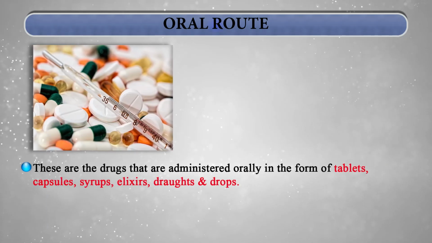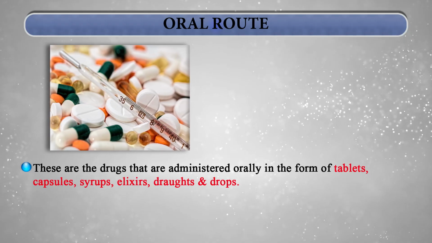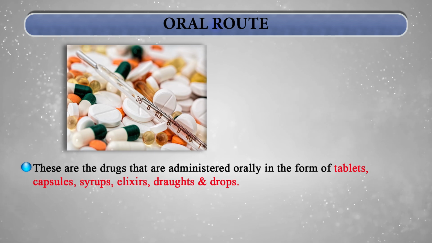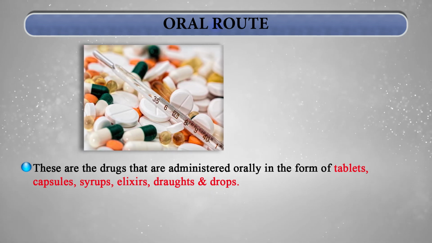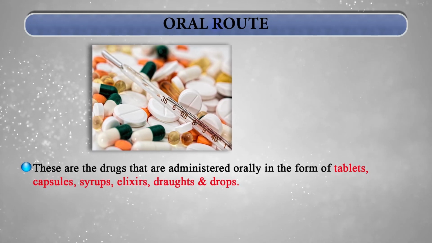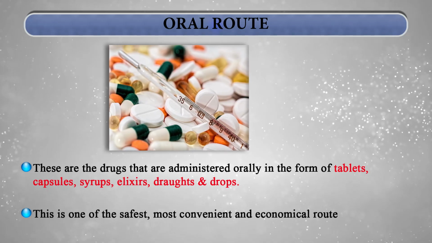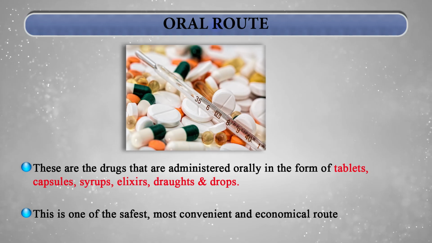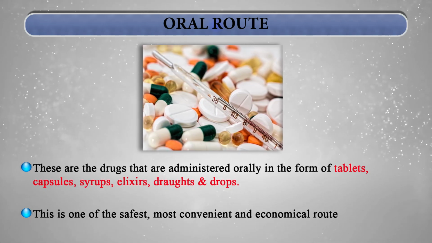First is oral. Oral is the easiest and the most common form of taking the drug, and usually we all take it. We have taken it earlier also in the form of tablets, capsules, syrups. And in childhood sometimes we find it difficult, but still we are made to swallow these medicines with the help of water. So this is the most convenient, safest and most economical route or way of taking a drug so that it can enter into our body.